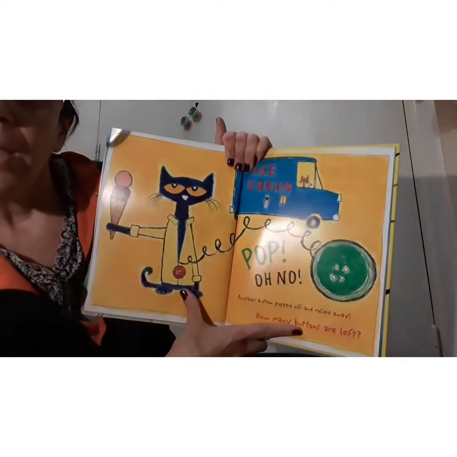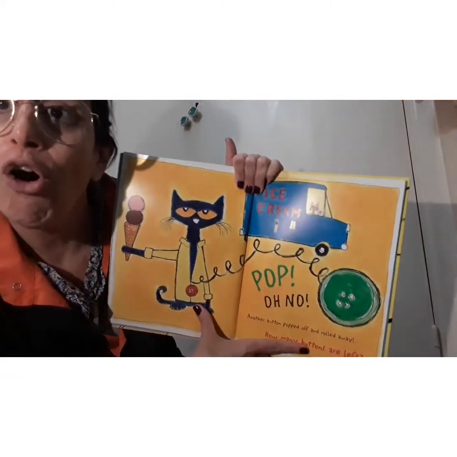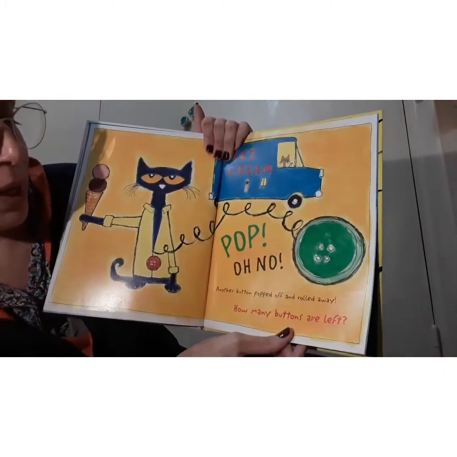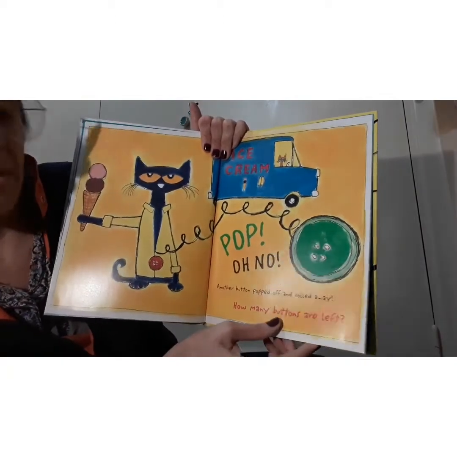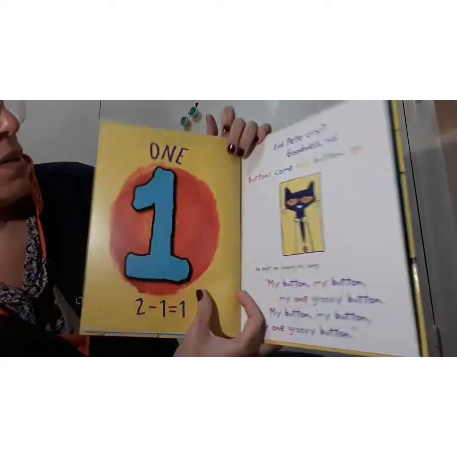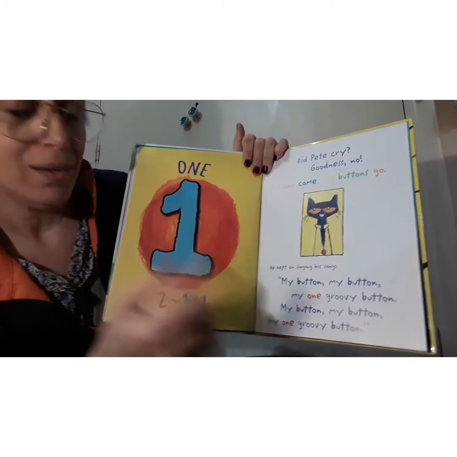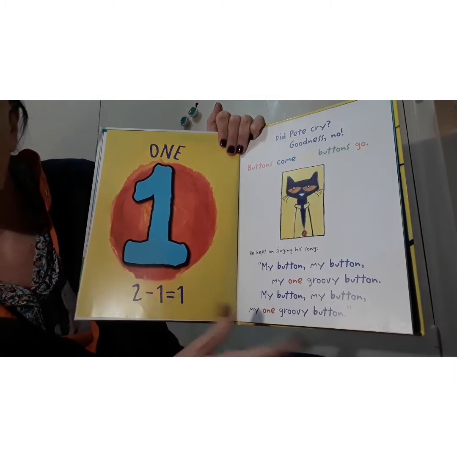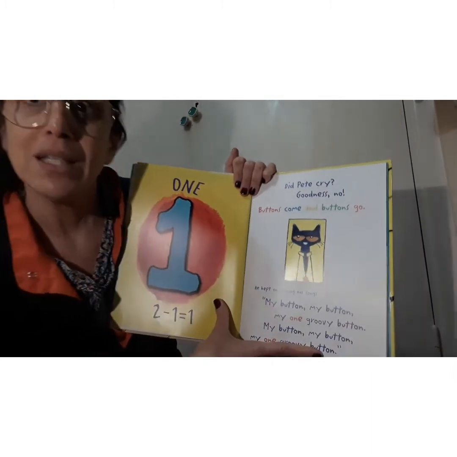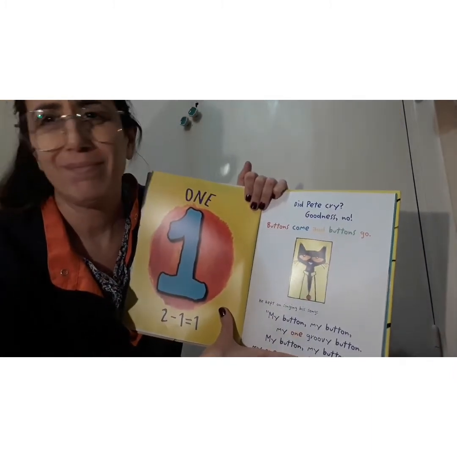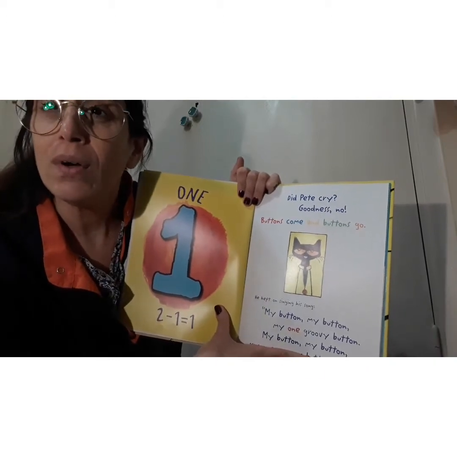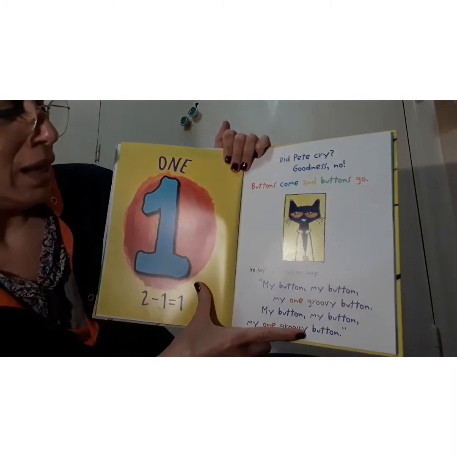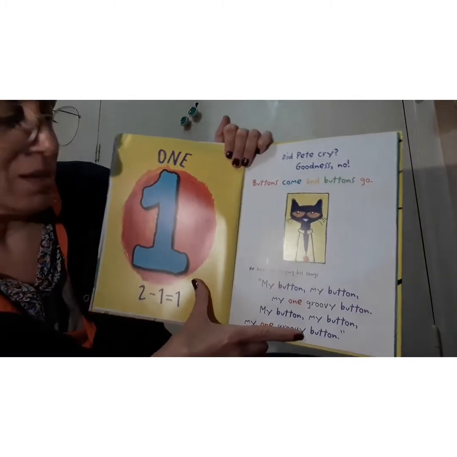Pop! Oh no! Another button popped off and rolled away. How many buttons are left? 1. 2 minus 1 equal 1. Did Pete cry? Goodness, no! Buttons come and buttons go. He kept on singing his song.